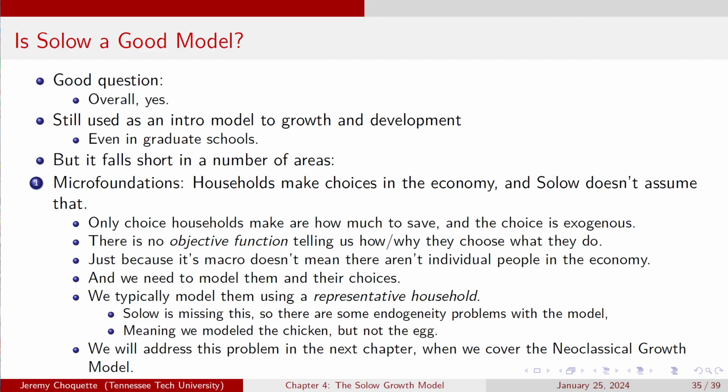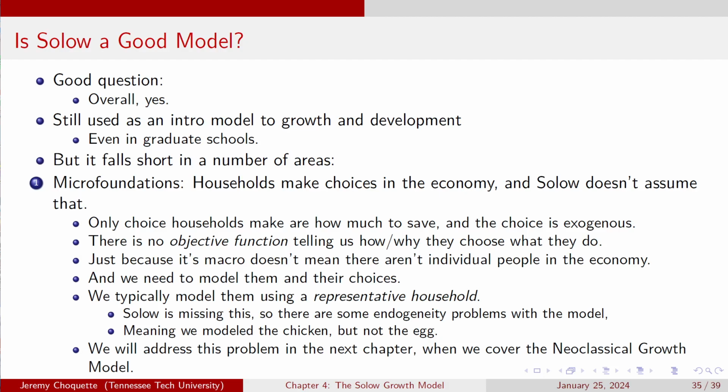We still need their objective functions. We need their, like, motivation, so to speak, to model their choices and to do so effectively. Now, what we typically do is we use something that's known as a representative household. Solow's missing this representative household, so there's a major endogeneity problem within the model, and this is something that got addressed by Robert Lucas in his Lucas Critique, which is a series of papers in the mid to late 1970s, where he says that these models need micro foundations. We can't just move on without them.